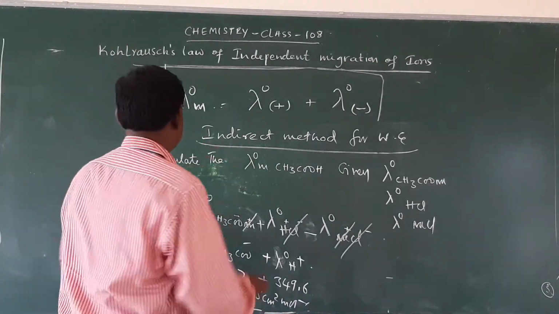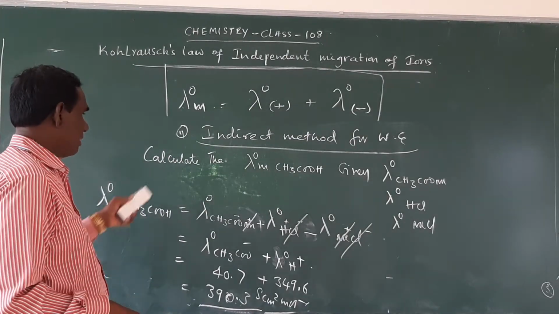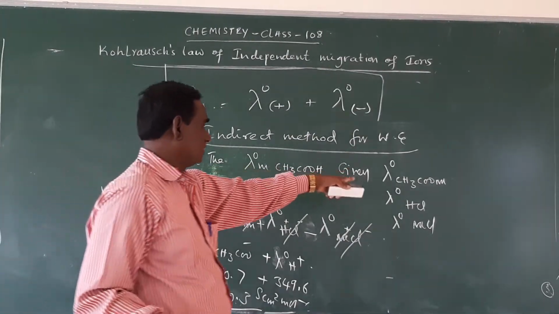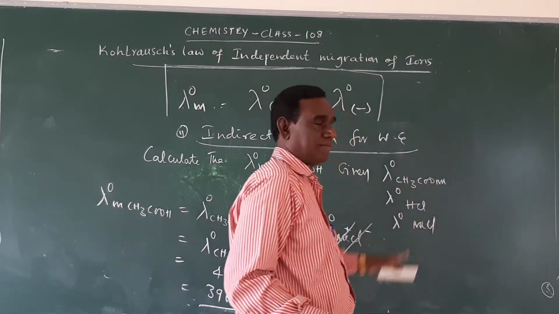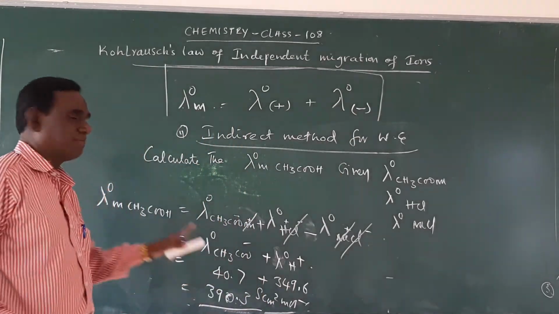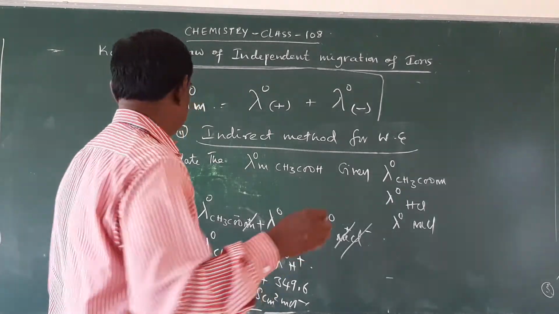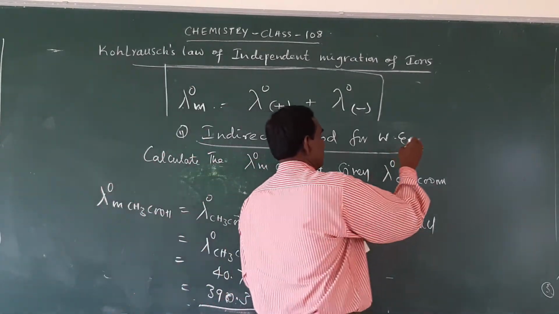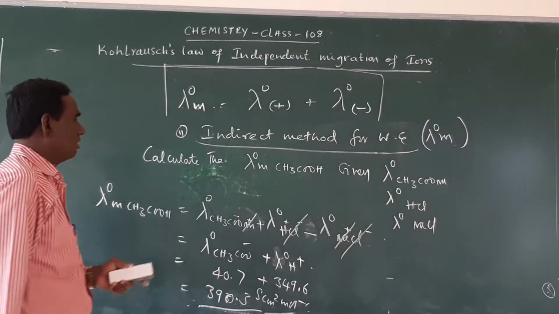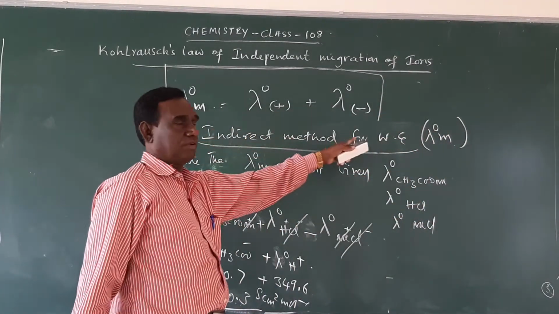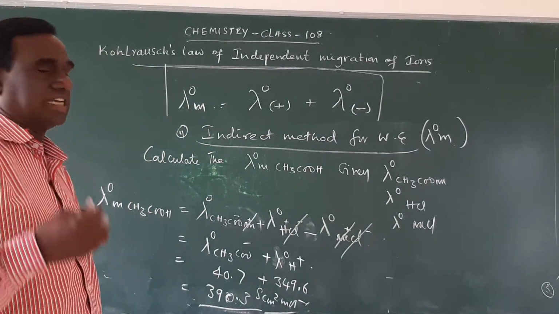That is the second application: the indirect method for weak electrolytes. Calculate the lambda naught of CH3COOH, given lambda naught of CH3COONa, by knowing lambda naught of HCl and lambda naught of NaCl. So you will get the same result. This is how we can calculate lambda naught for weak electrolytes by the indirect method. Okay, so this is the second application.